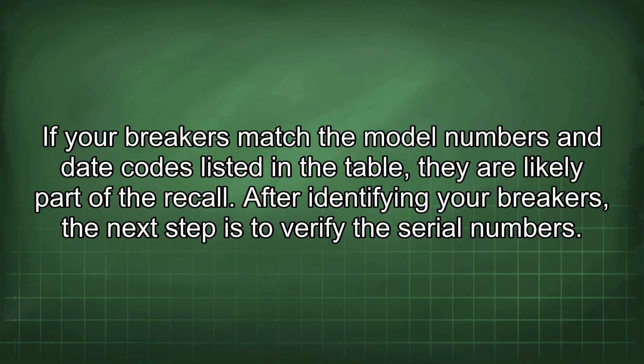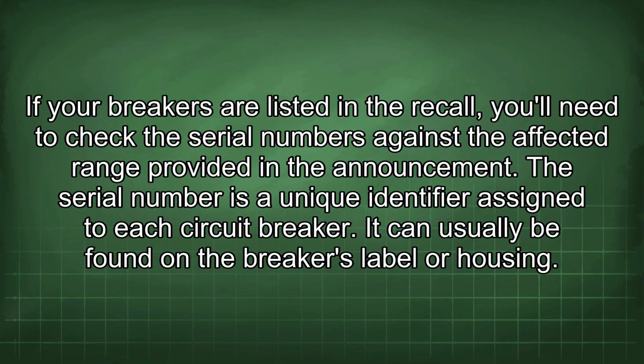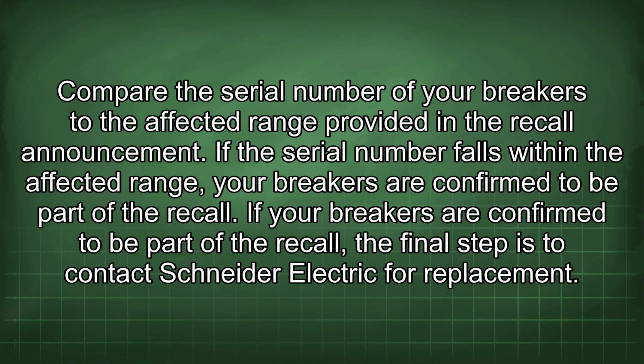After identifying your breakers, the next step is to verify the serial numbers. If your breakers are listed in the recall, you'll need to check the serial numbers against the affected range provided in the announcement. The serial number is a unique identifier assigned to each circuit breaker. It can usually be found on the breaker's label or housing. Compare the serial number of your breakers to the affected range provided in the recall announcement.